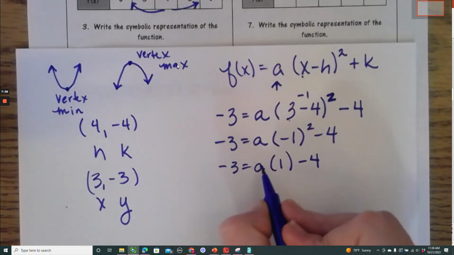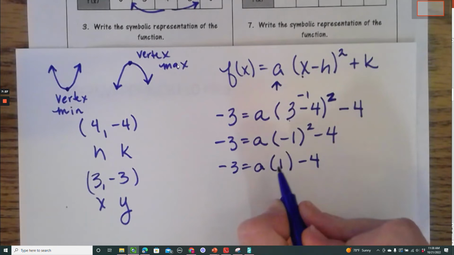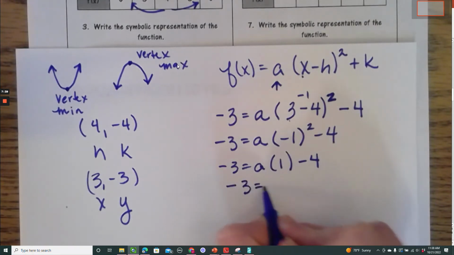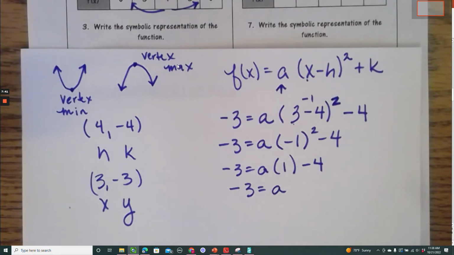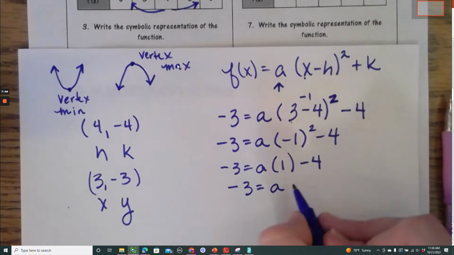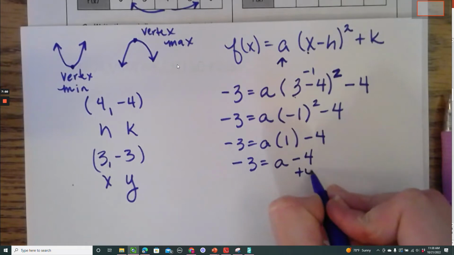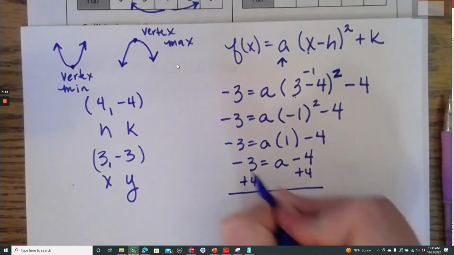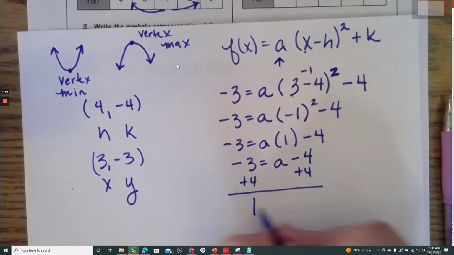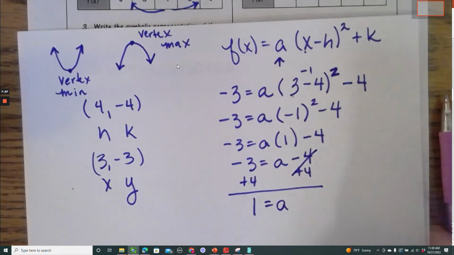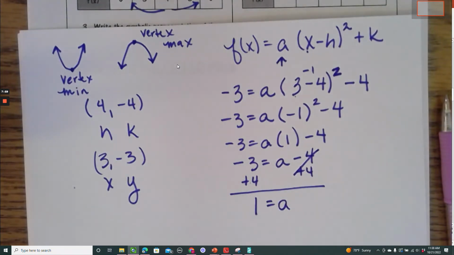So I can rewrite that. Does anything change? Does anything happen when we multiply by 1? No. So I can just turn that. I don't have to write 1a. I can write just an a. And now I've got an equation I can solve. Now this I can InSolve. So I'm going to add 4 to both sides. -3 plus 4 is a +1. And that's my a value. All of that just to do it again.